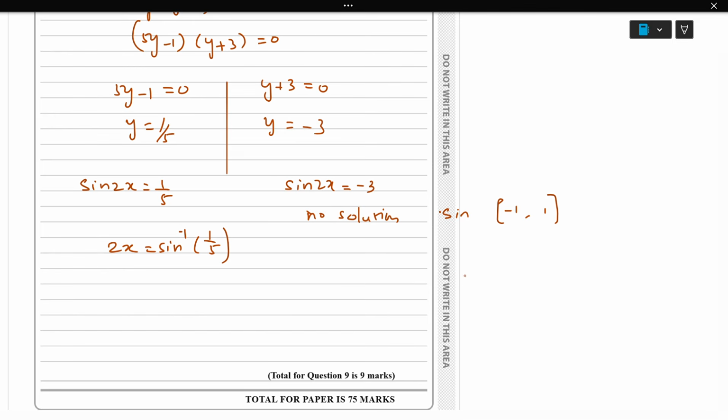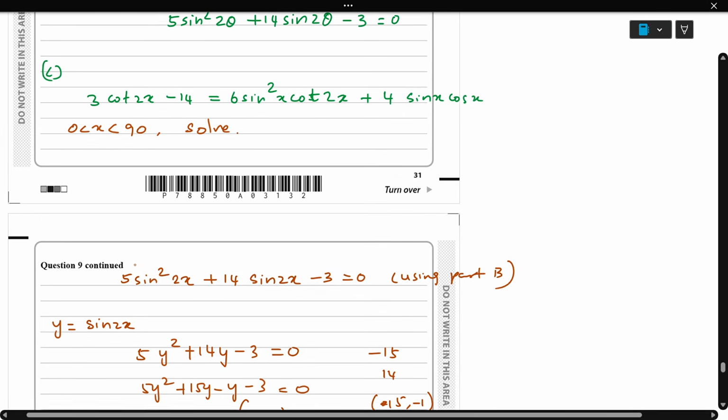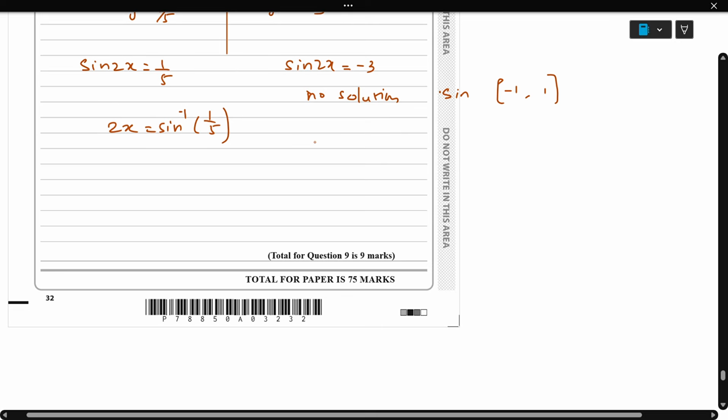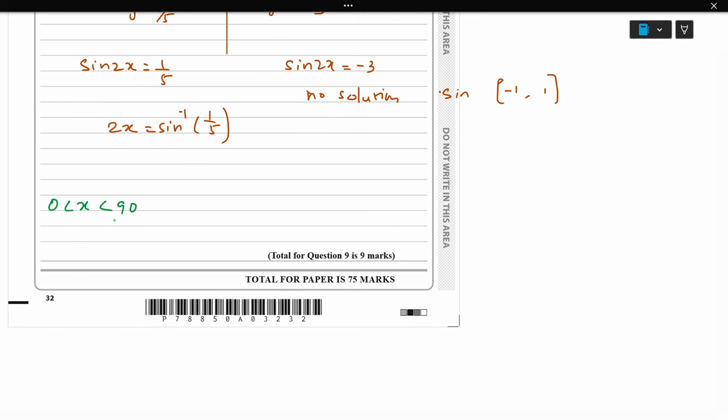Now our range is given as 0 less than x less than 90. Since we have 2x here, I'll multiply the entire inequality by two. So 0 less than 2x less than 180. So it goes from 0 to 180. Sin 2x equals 1/5, which is a positive value, and positive sine happens in the first and second quadrants, 0 to 180. So we'll get two solutions.